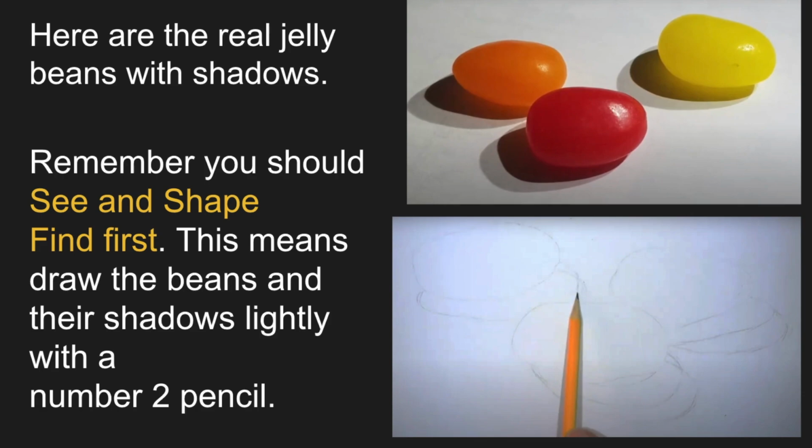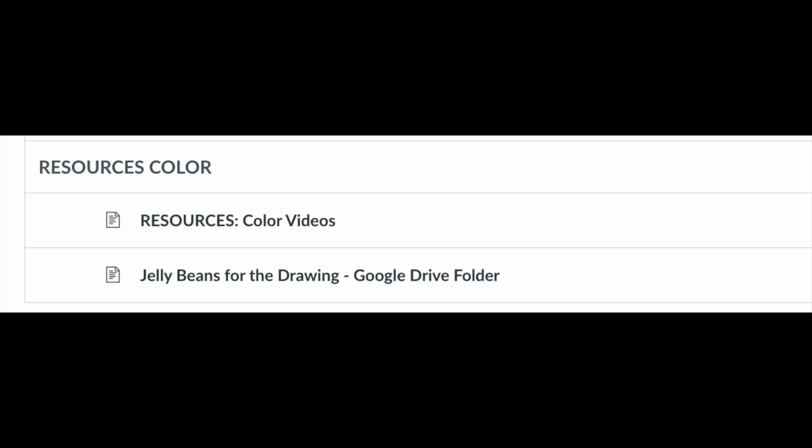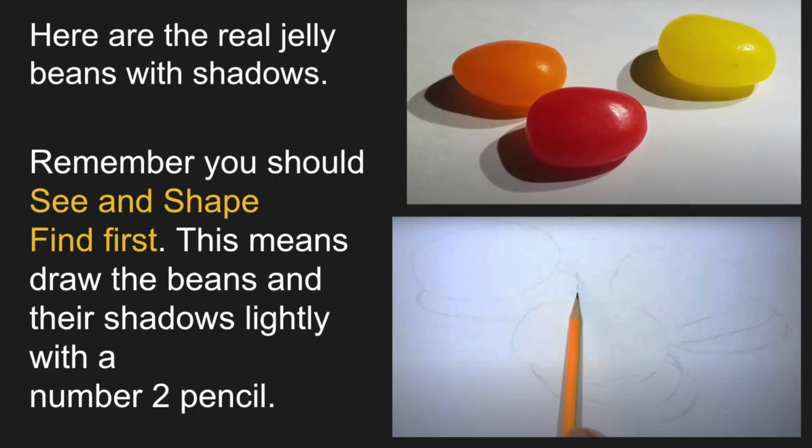So again, as you are looking at your jelly beans on your table, I would suggest putting a piece of paper underneath them so that you really see where the shadows are. You can take a photograph with your phone if you would like to do so. There is also a Google Drive folder that you can access pictures of warm jelly beans if you need to. It is in this presentation as well as in the Canvas module. So the first step would be to block in the shapes that you're seeing on the paper.